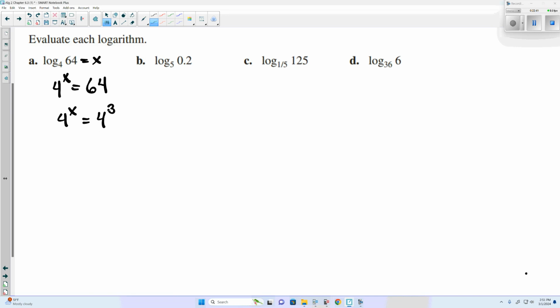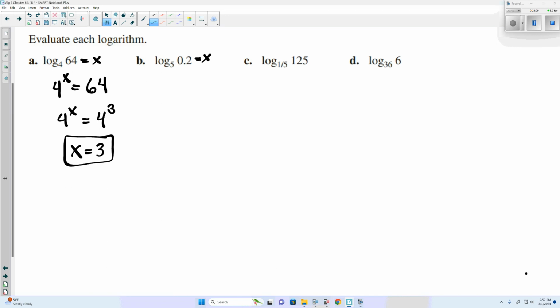And we'll get this again later, but our one-to-one property says that if the bases are the same, both 4, the exponents have to be also. So that means here x is equal to 3. Let's look at the next one.